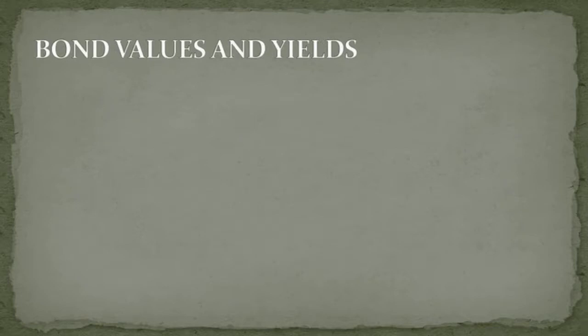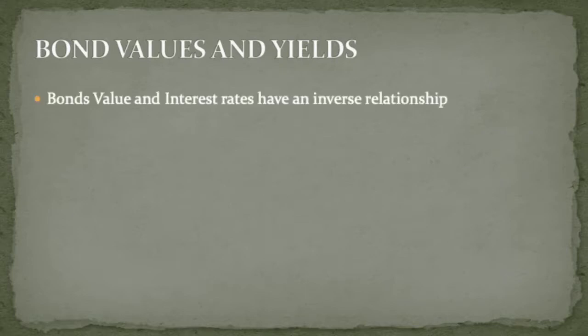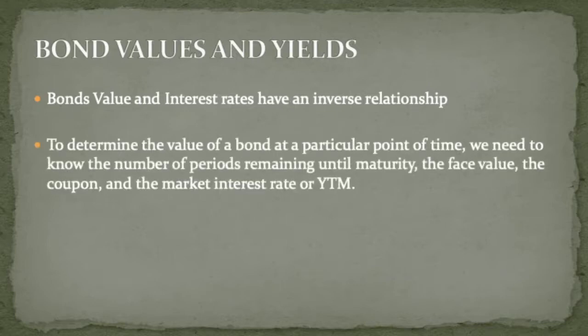As time passes, interest rates change in the marketplace. However, the cash flow from the bond stays the same. Bond value and interest rate have an inverse relationship. They always move in opposite directions. When interest rates rise, a bond's value, like any other present value, will decline. Similarly, when interest rates fall, the bond value rises. To determine the value of a bond, we need to know the time to maturity, face value, the coupon, and the market interest rate or yield.